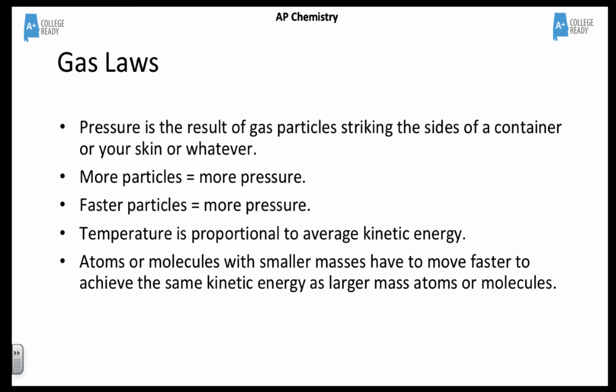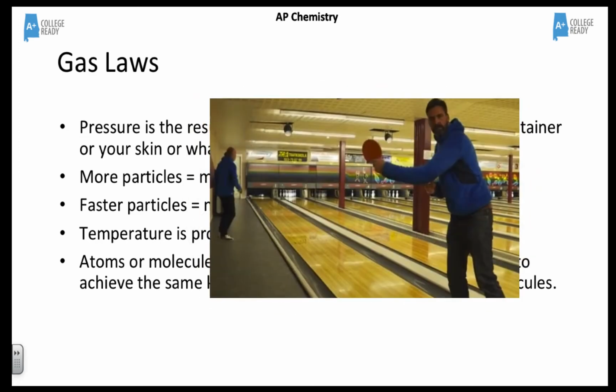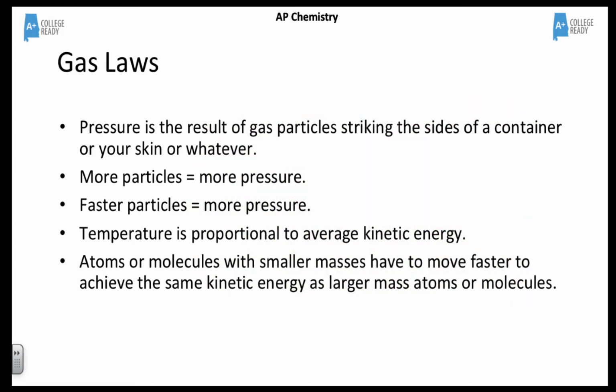For things to have the same kinetic energy because they're the same temperature, atoms or molecules that have different masses are going to have to go different speeds. So I can throw a bowling ball at a set of pins and knock them down, or I can throw a ping pong ball at a set of pins and knock them down. The ping pong ball is going to have to be going a lot faster.